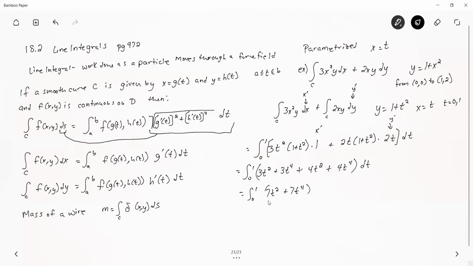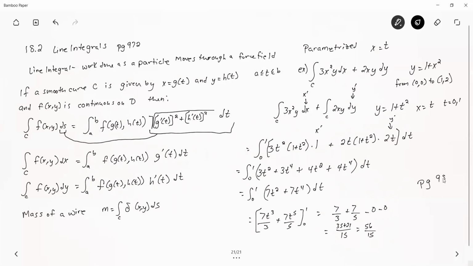I could have done each of these separately, but that would have been a mess. So this gives me 7t cubed over 3 plus 7t to the 5th over 5, from 0 to 1. When I plug in 1, this gives me 7/3 plus 7/5, minus 0, because when you plug in 0, those go to 0. With a common denominator of 15, I have 35 plus 21, so this gives me 56/15 as the answer to this problem. So that would be our answer, 56/15.